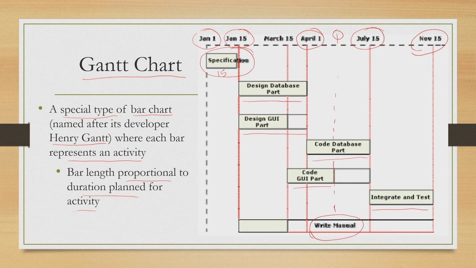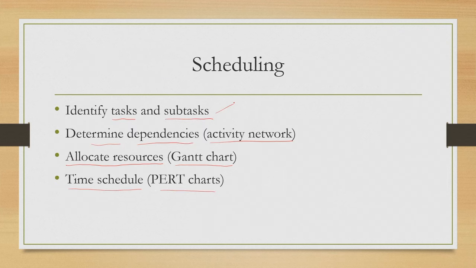And the length of the bar is, of course, as is obvious, proportional to the time it takes to complete the activity. So, the longer it takes, the larger the length will be. So, under scheduling, we talked about identifying tasks and subtasks, which we have covered.